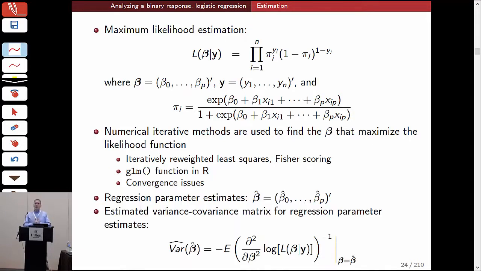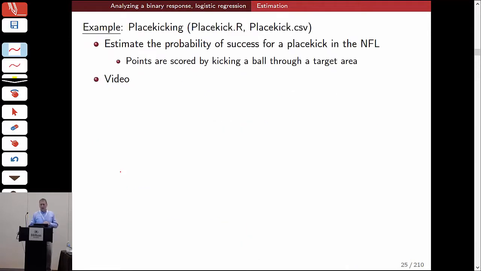So our regression parameter estimates, our maximum likelihood estimates, are going to be denoted by beta hats. And just like what we saw in that very simple case with a 2x2 contingency table, we can appeal to maximum likelihood estimation theory and come up with a variance covariance matrix based upon the second partial derivatives of the log likelihood function. So let's take a look at an example.